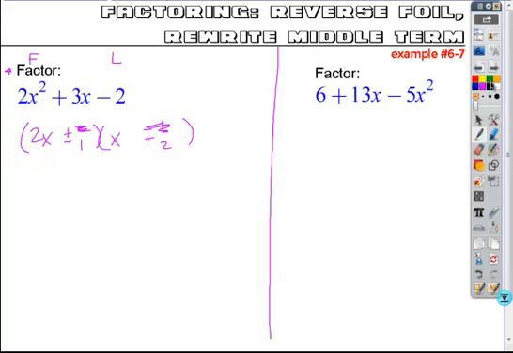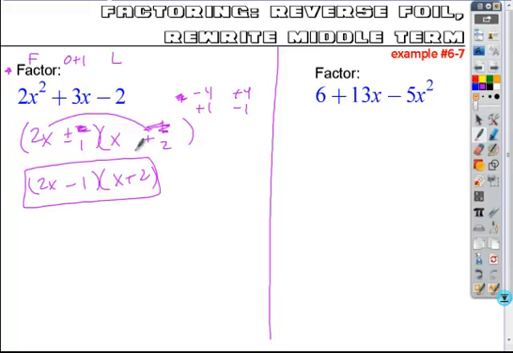So when I FOIL this and get my outer plus inner, here my outer is negative 2 times a negative 2, which is negative 4, and here a plus 1. That does not give me a positive 3, so it's not the positive negative. Instead, it's going to be the plus 4 and the negative 1. That's going to be my solution, so a negative 1 and the plus 2. And that gives me my answer, 2x minus 1 and x plus 2.